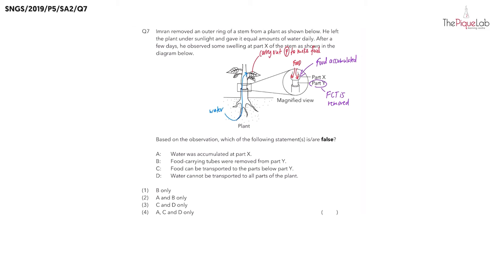Since the leaves still receive water to carry out photosynthesis to make food, were the water-carrying tubes removed at this region, part Y? No, that means the water-carrying tubes were still intact and were still able to transport water upwards towards the leaves. I'm going to write that down. The water-carrying tubes, or WCT, is still intact.